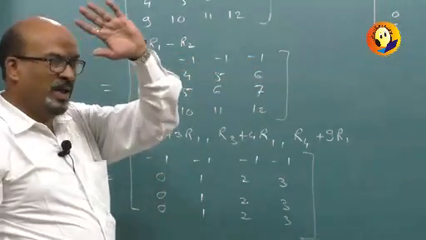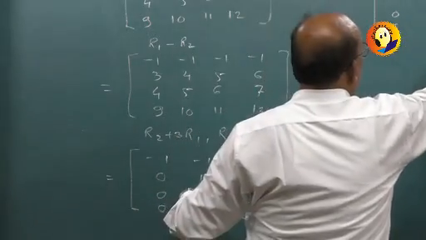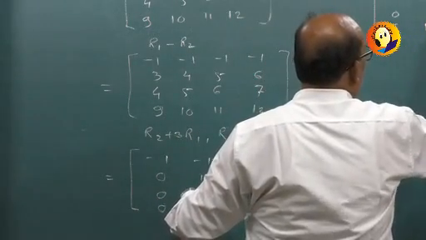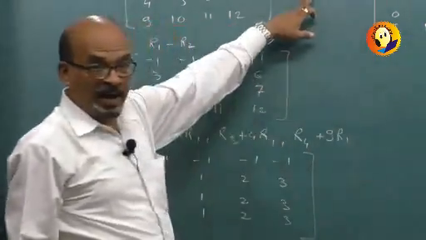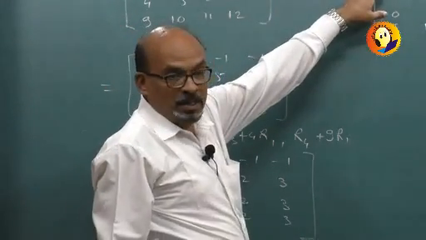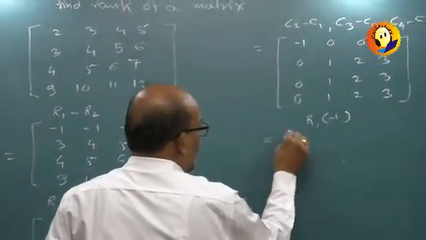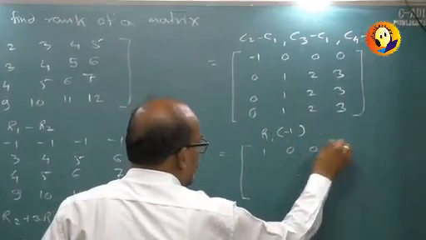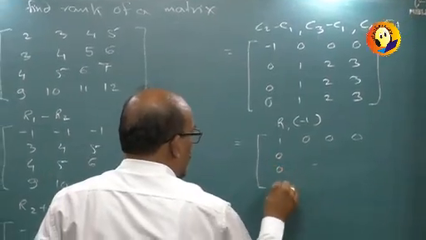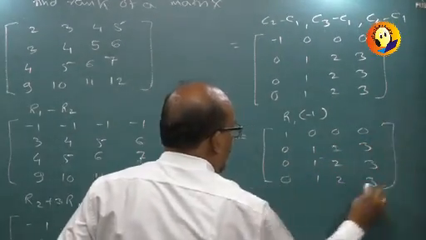Only that row will be affected, right? And then these elements will remain 1, 2, 3, 1, 2, 3, 1, 2, 3. But we want it as I, so one step increases. I will have to make this plus 1. So it can be R1 into minus 1. So it becomes 1, 0, 0, 0, 0, 0, 0, 1, 2, 3, 1, 2, 3, 1, 2, 3.